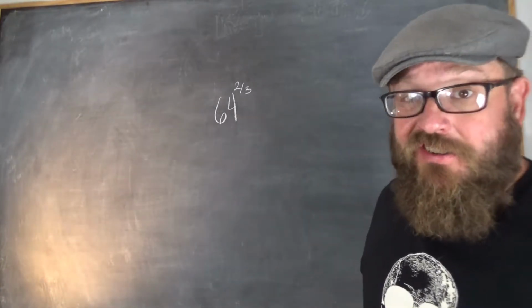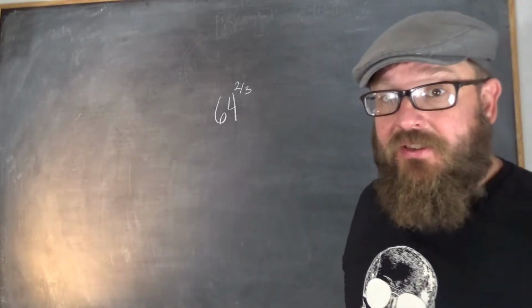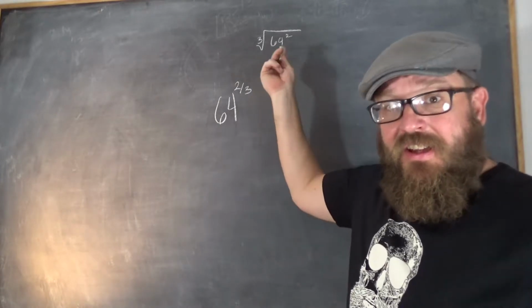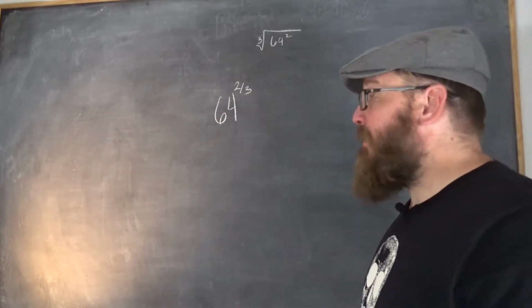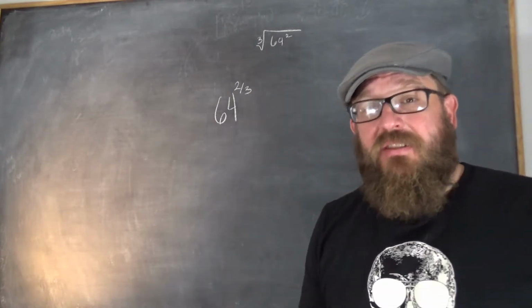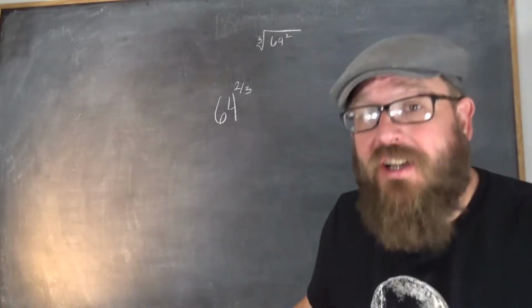Now let's take a look at this one right here. This is 64 to the 2/3 power. That would be the same as this. Man, and that's kind of ugly. See, what you're probably going to do there is you're going to square 64 and then you're going to factor it and you're going to look for a number times itself 3 times it equals 64 squared. And oh my gosh, that is so ugly.